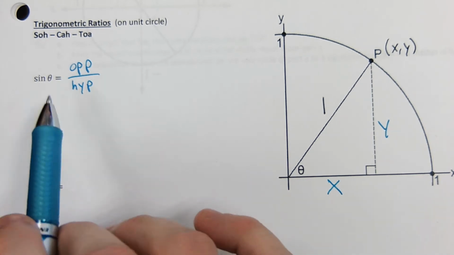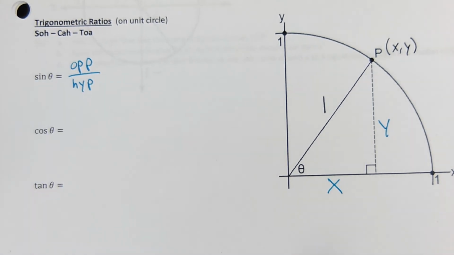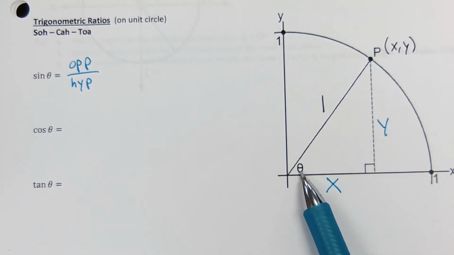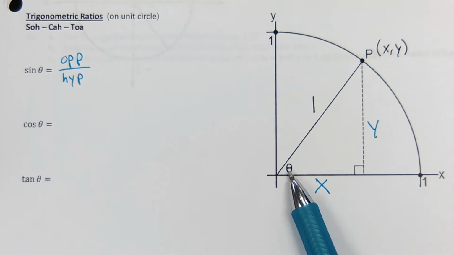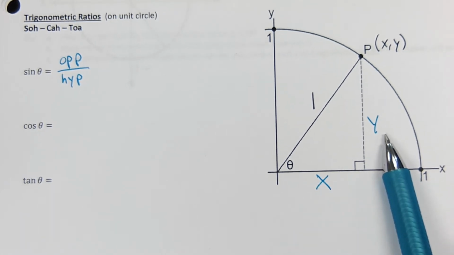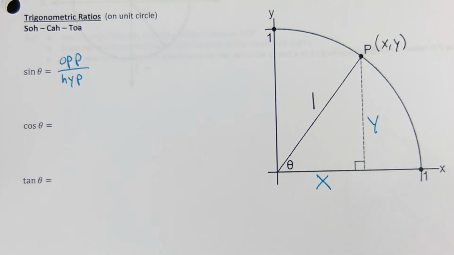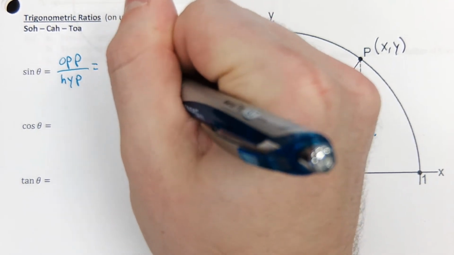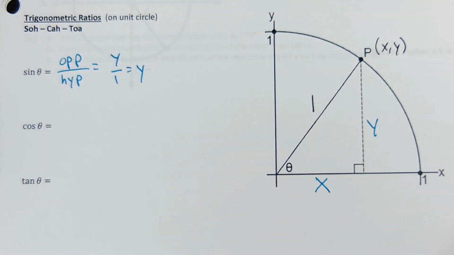Sine of theta uses the opposite side over the hypotenuse side. But in this triangle, from theta, what is my opposite side? You can say it louder. Yeah, y is the opposite side. And what is the hypotenuse? 1. So in the unit circle, sine of theta is y over 1, which is just y. Oh, okay, sine of theta is y in the unit circle.